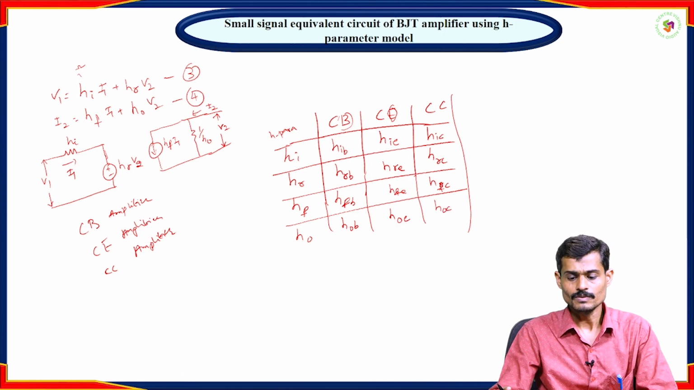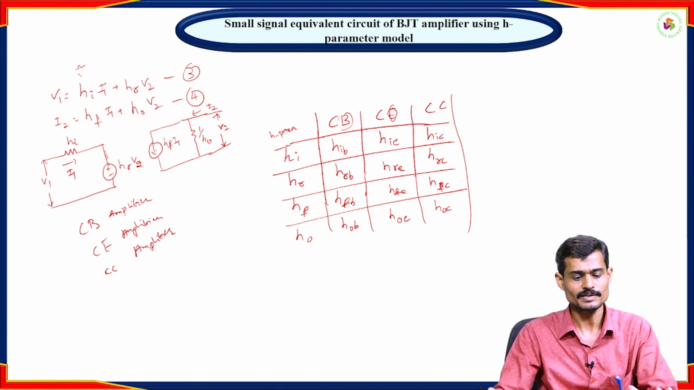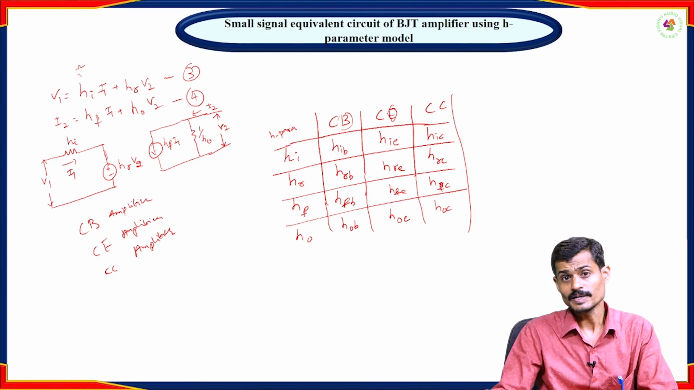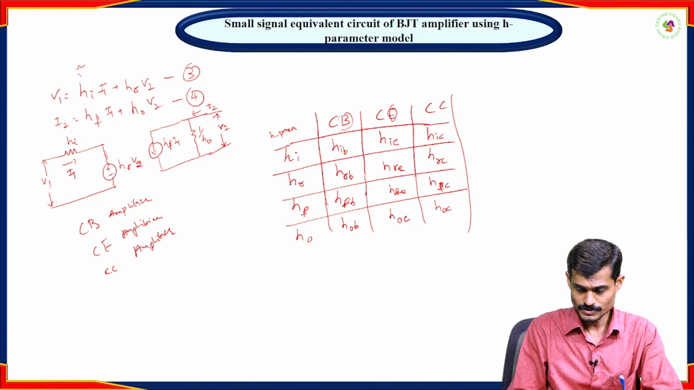Now we have seen the basic H parameter representations of CB, CE and CC. Now we are going to see the small signal equivalent circuit of a BJT amplifier using H parameters. This is the equivalent circuit. Whenever you give the signal, you give it to that one. I think you have understood this.